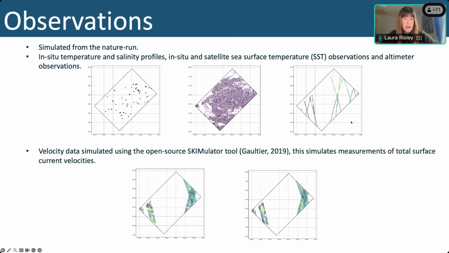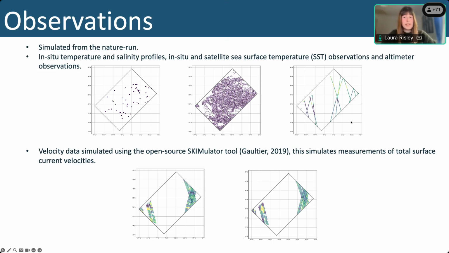For all of our experiments, we use the standard observation types. So we've got in situ temperature and salinity profiles, sea surface temperature observations, and altimeter observations. And the top row of plots show the standard observation types, with the left plot being the temperature profiles, the middle being sea surface temperature, and the right the altimeter observations.